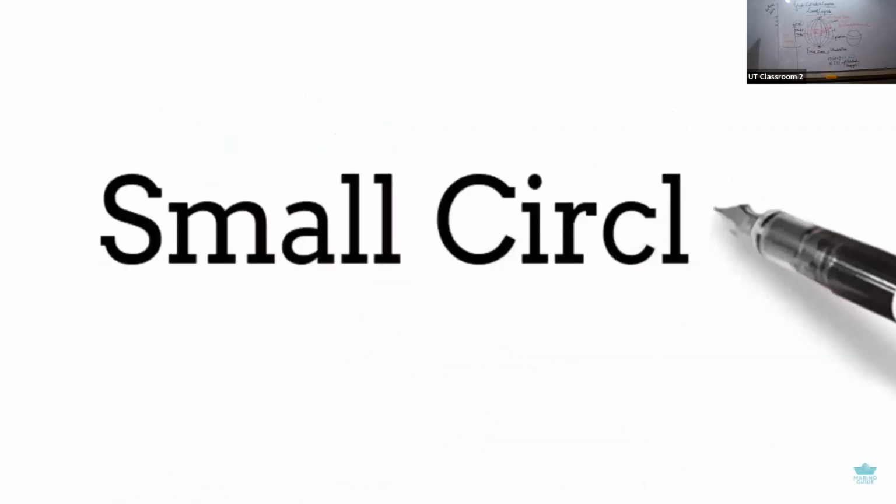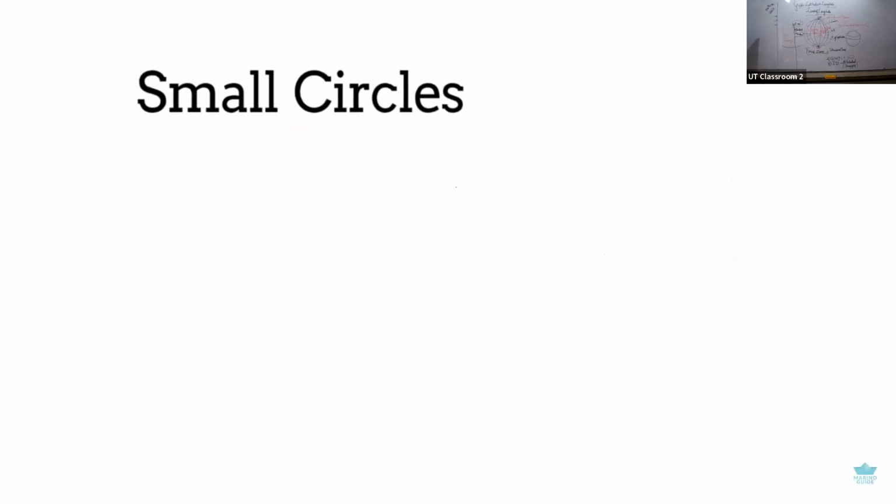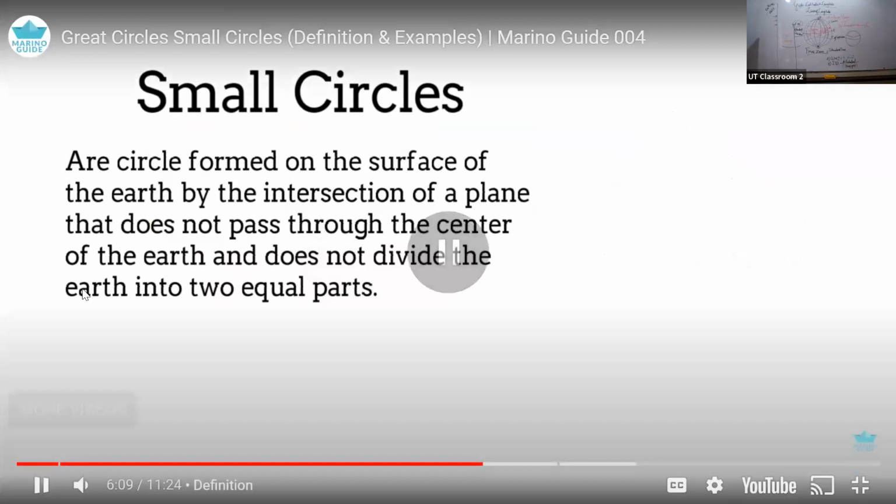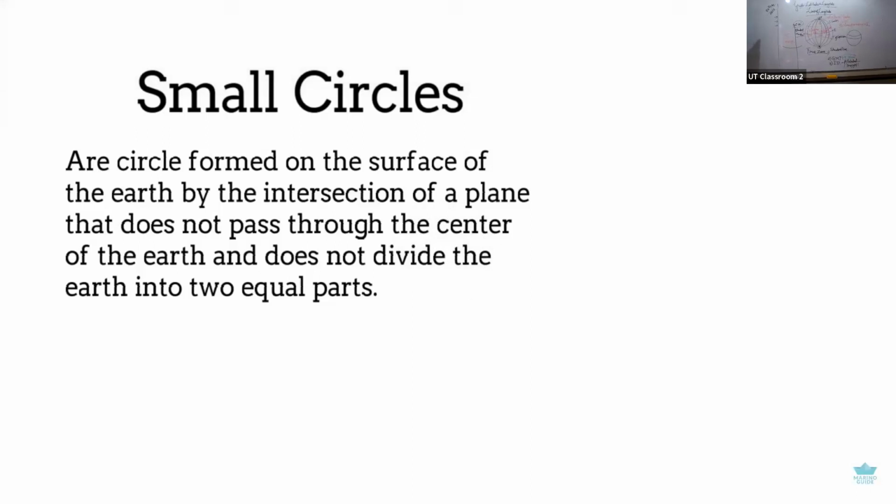A small circle is a circle formed on the surface of the Earth by the intersection of a plane that does not pass through the center of the Earth and does not divide the Earth into two equal halves. Then one, it does not pass through the center, correct? Does it divide into two equal parts? No. That's why they are called small circles. The key point in this definition is that it does not pass through the center of the Earth, just like the illustration on the right.